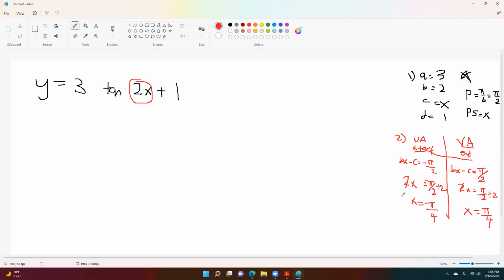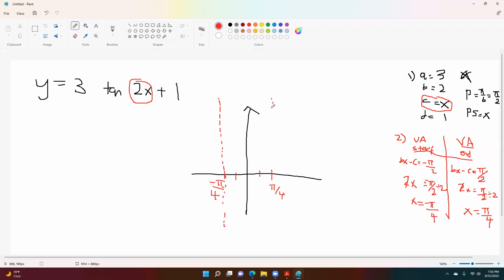Now you notice that if we don't have a phase shift, your vertical asymptote is exactly the same, but one of them is positive, one of them is negative. So this one will become a positive pi over 4. This one will become negative pi over 4. So this is your vertical asymptote for this question.